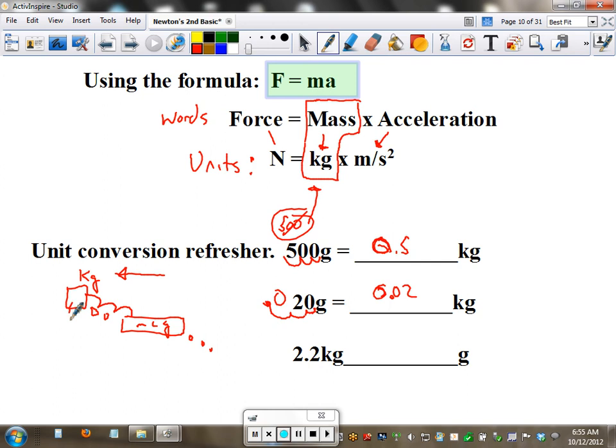Kilograms. Now we're going the opposite way. 1, 2, 3 to the right. 1, 2, 3. 2,200 grams.